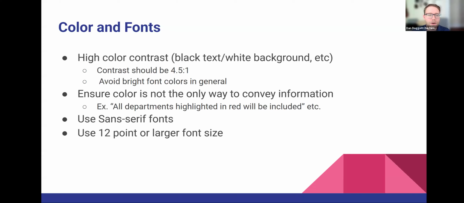So the first thing we're going to get started with and think about is color and fonts. One of the most important things to think about when it comes to email accessibility is the font color choices that we make in our emails. Generally speaking, your default text is going to be black on a white screen. That's going to be the highest contrast.